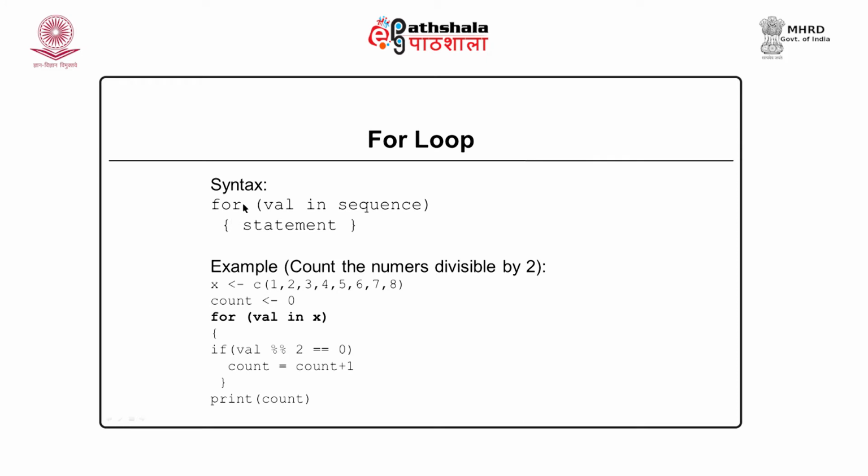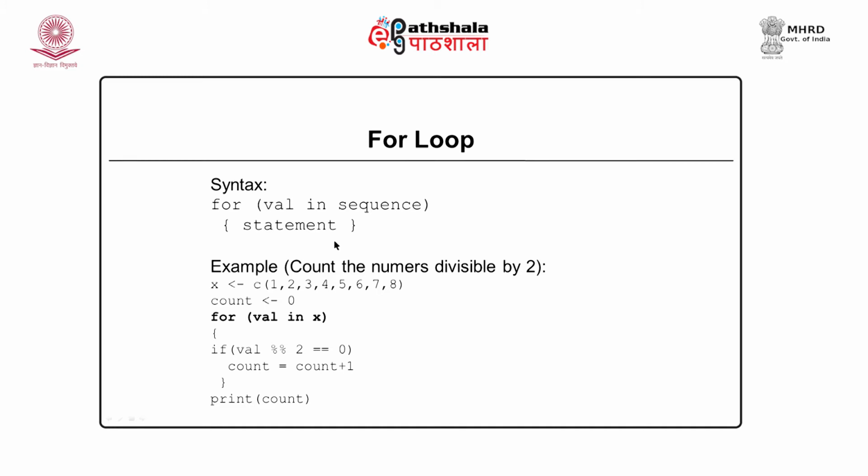This is somewhat different from C. The for loop contains values in a sequence. So, there is no starting or ending point as in C, but we give a sequence over here. A set of values will be the sequence, and our val, or the loop iterator, will take each value one by one in our sequence, and for each value the statement will be executed.